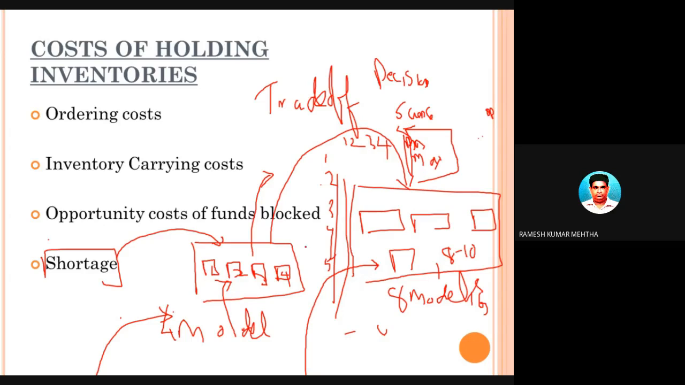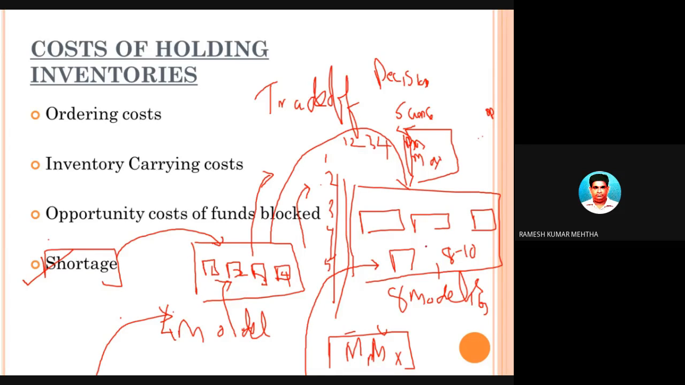So you have to apply that particular rule, that particular tool, and find out what you are going to lose and what you are going to gain. What is the minimum you are going to lose? What is the maximum you are going to lose? What you are going to gain, and all that stuff. So because of shortage, you are going to lose the customer.